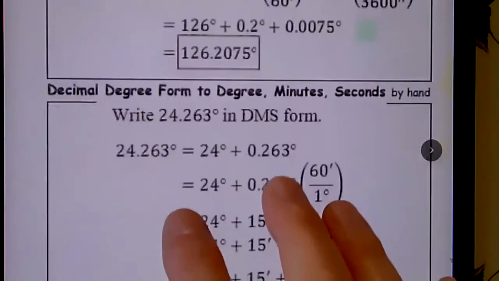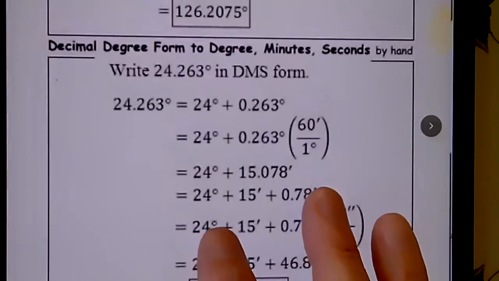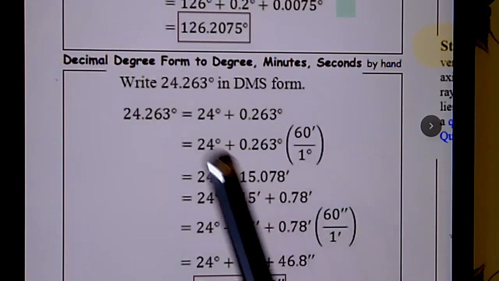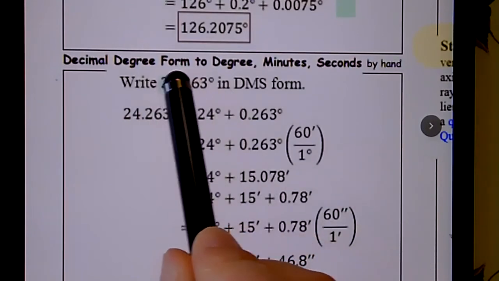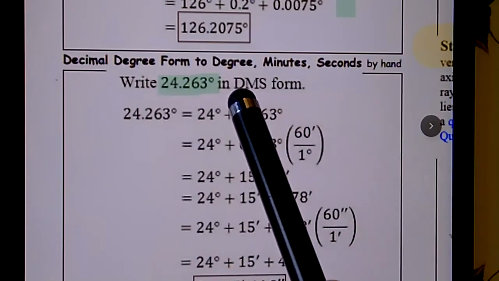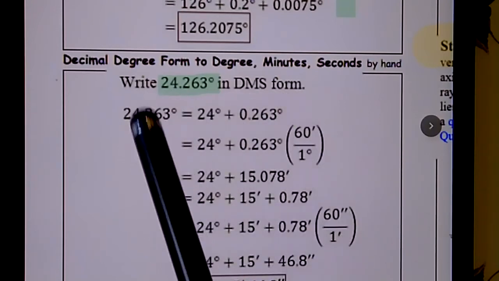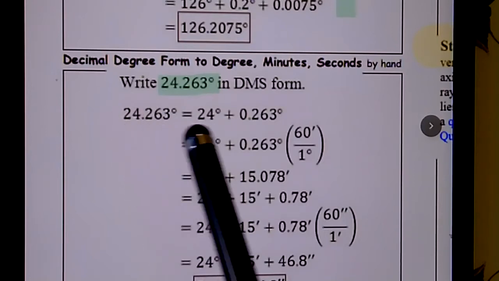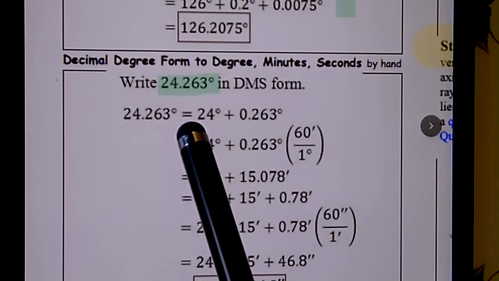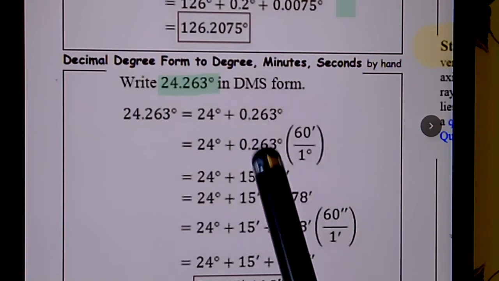So let's say we're going the other direction, okay? If you are going the other direction and you are trying to start with 24.263 degrees, and we want to change it to degrees, minutes, seconds. So I'm going to break this up. I know the part in front of the decimal is going to be 24 degrees. I'm concerned with the 0.263. So this is what part of a degree I have.